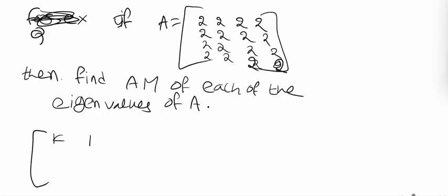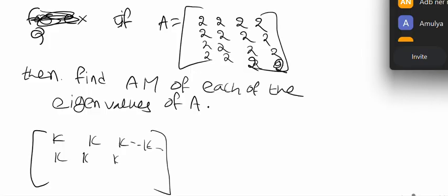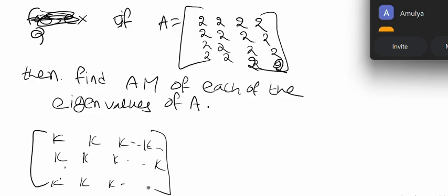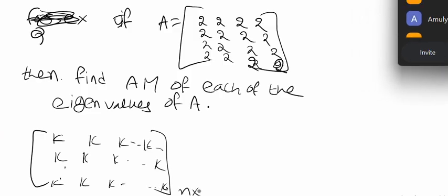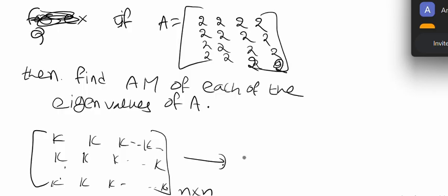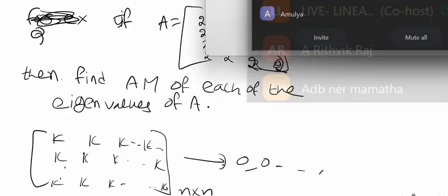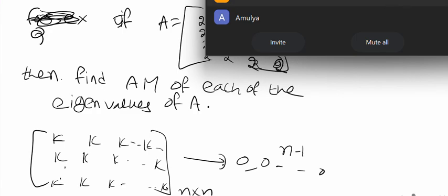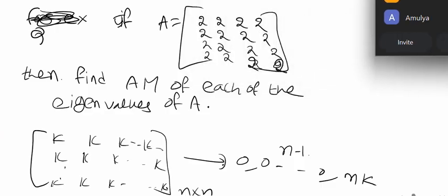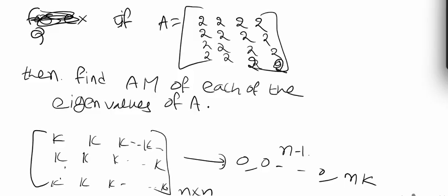What is the shortcut? Whenever you have an n by n matrix with all entries k, as we have discussed, and k is not 0, then n minus 1 eigenvalues will be 0, and the nth eigenvalue will be n times k. If k is 0, everything will be 0.